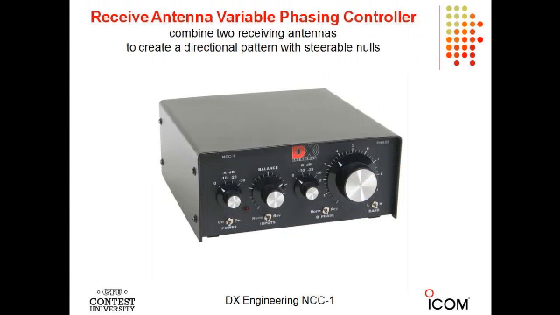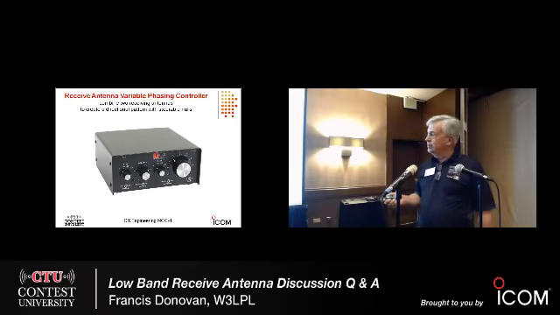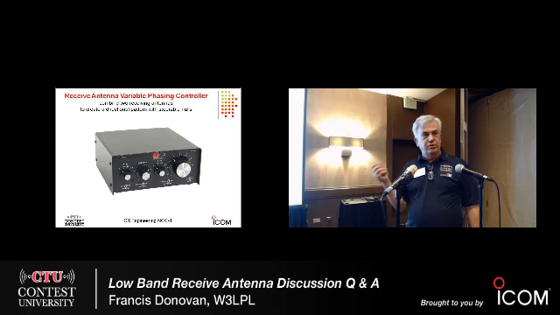So we're getting near the end of the presentation. This is the DX Engineering NCC1 controller. This allows you to take 2 receiving antennas. They should be vertically polarized in order to do null steering in your shack. You can also use this device with a 2-wire beverage to do null steering of the beverage. You can also use this device with an echelon beverage.